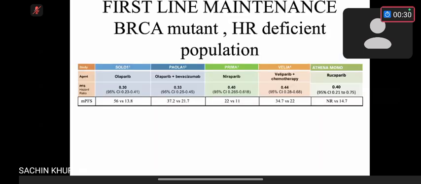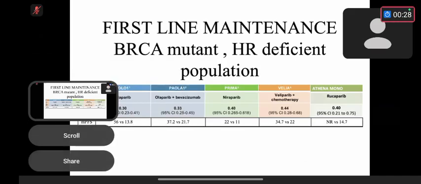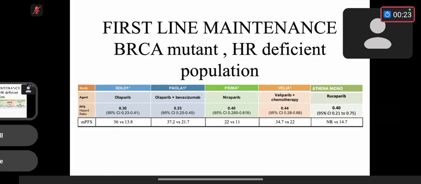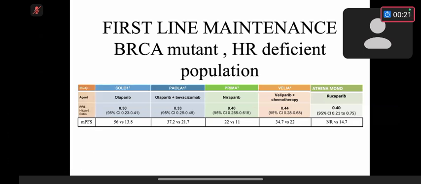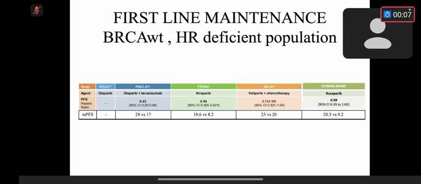So the important thing I want to highlight in the results of these trials is the population which do benefit from that. So one are the BRCA mutant. They derive the maximal benefit. You see the difference in PFS: 56 versus 13.8, 37.2 versus 21.7, 22 versus 11. So they are the patients who derive the most benefit, the BRCA mutant population. Then HR deficient, I told you how do we identify by the test, and they also have good improvement in PFS with PARP inhibitors.